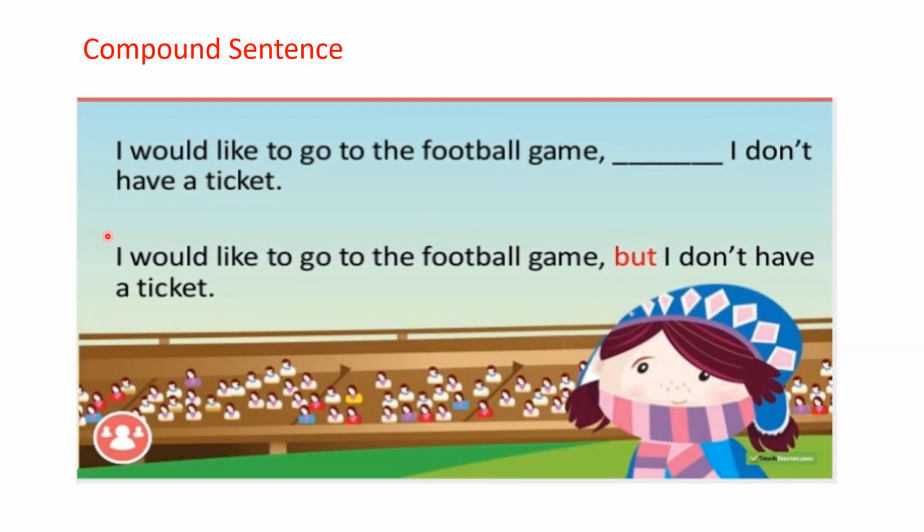Example of a compound sentence. I would like to go to the football game but I don't have a ticket. This is a compound sentence. Two main clauses. I would like to go to the football game is one main clause. I don't have a ticket is another main clause, joined by the coordinating conjunction but. Therefore, this sentence is a compound sentence.